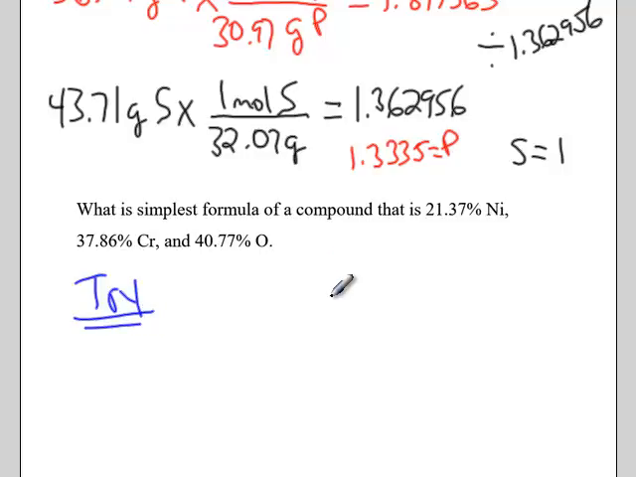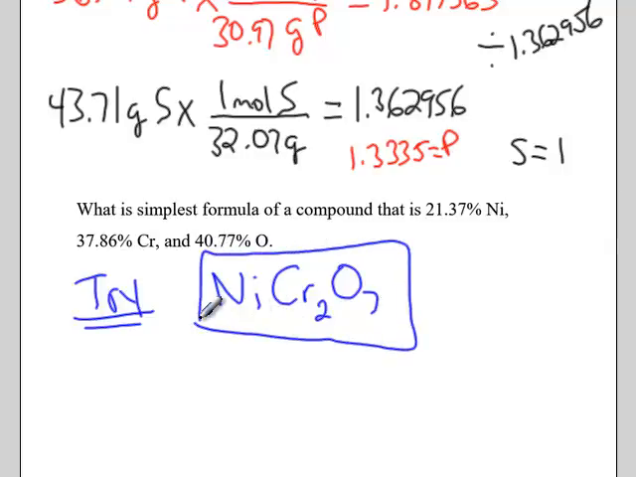This is another one where you're going to have to multiply by some factor to make everything whole numbers. And if you do this correctly, you should get 1 nickel, 2 chromiums, and 7 oxygens, which is the chemical nickel 2 dichromate.